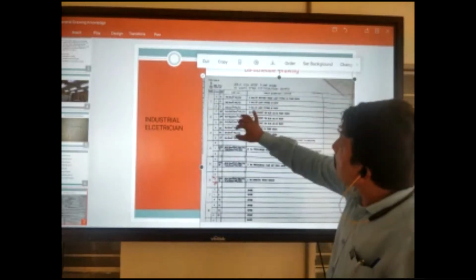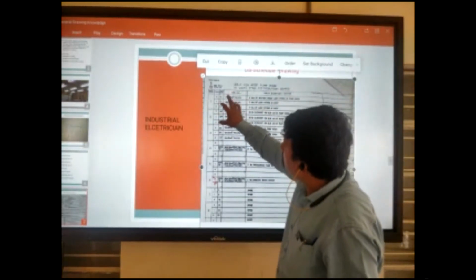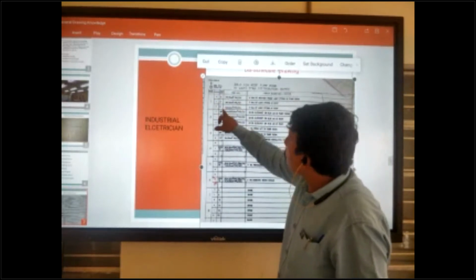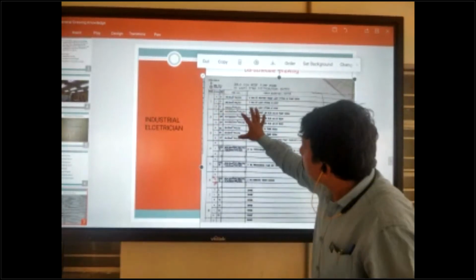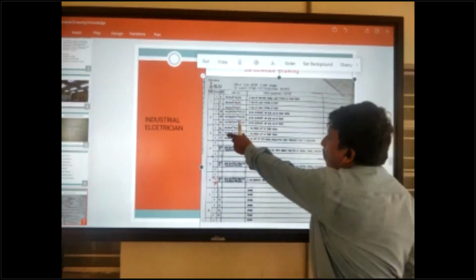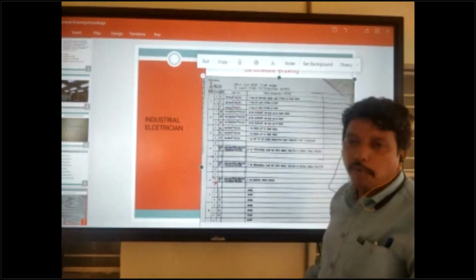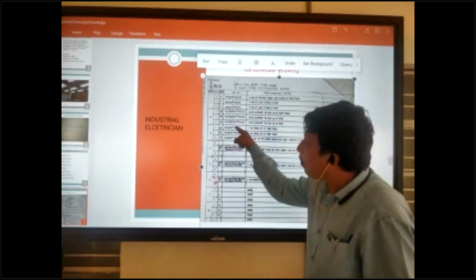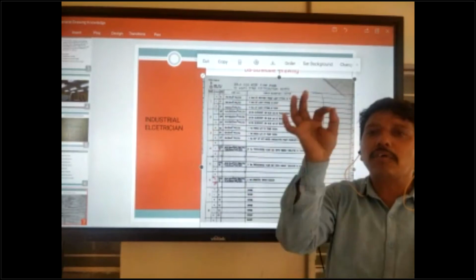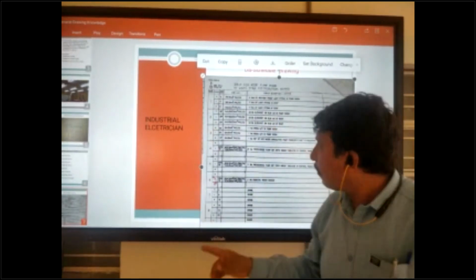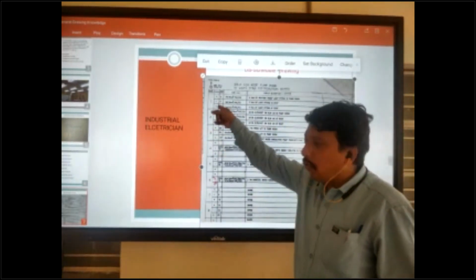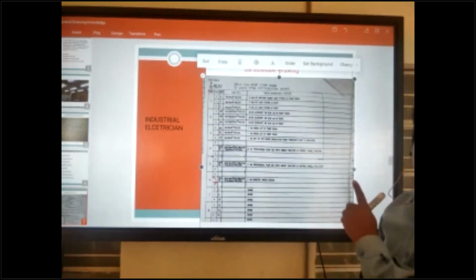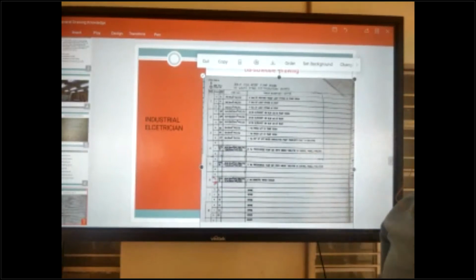So the most important are these 4 things in the schedule: number of ways, phase sequence, MCB, and wire size. You can check this one. This is the most important. Before starting DB wiring, you can check in the DB schedule the wire size and color code of the wire, and after that the number of ways. Okay, so this is the DB schedule. You can be clear about this one.